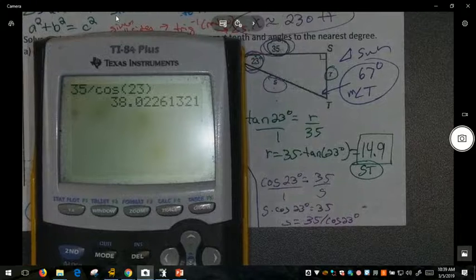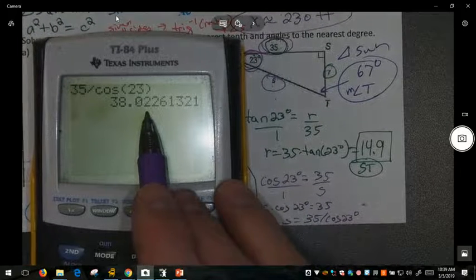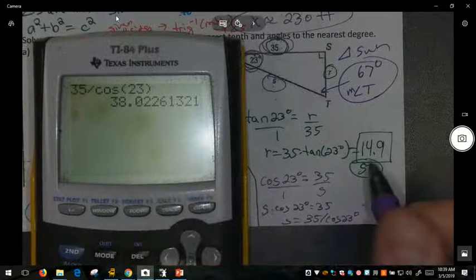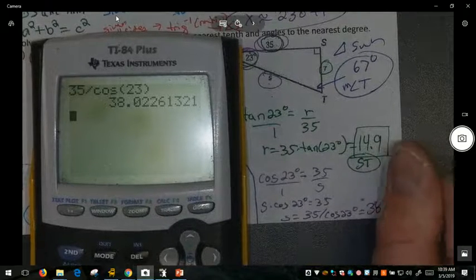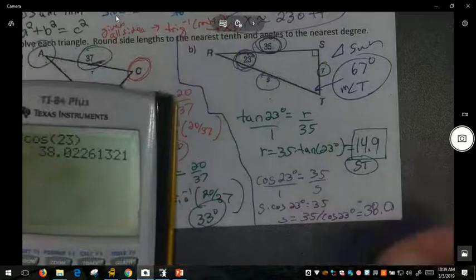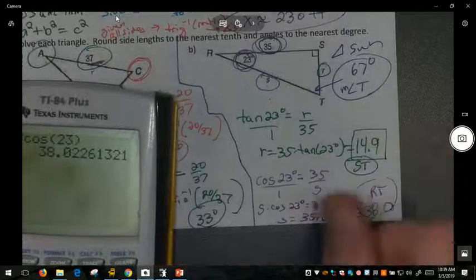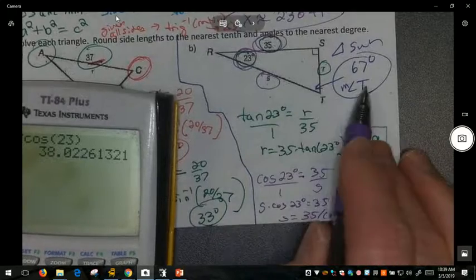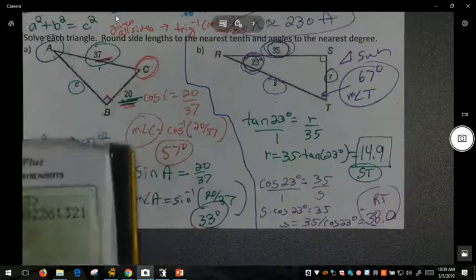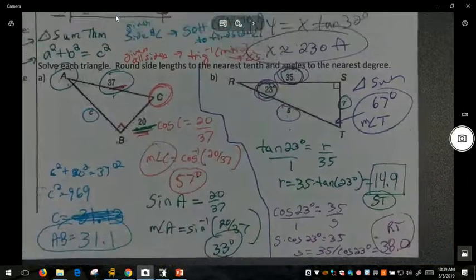And I get 38.02. So if it was rounded to the nearest hundredth, it would be 38.02. But it's rounded to the nearest tenth, so it'll just be 38.0, which is still 38. And that's the length of RT. So we were given a side. We have found the other two sides. We were given two angles. We have found the other angle. We have found all sides and all angles in the triangle.